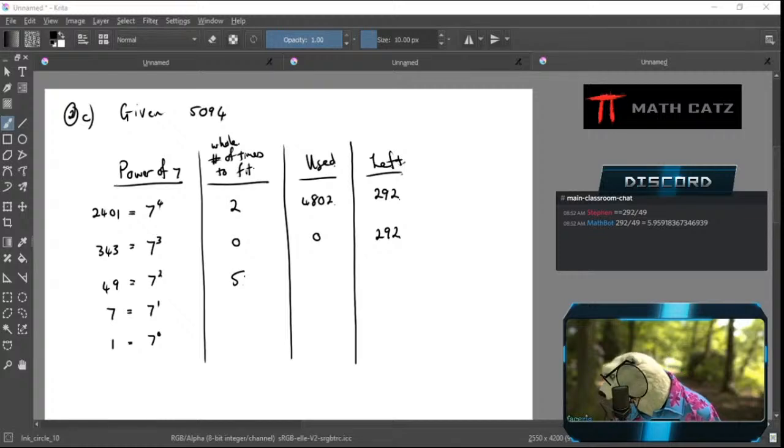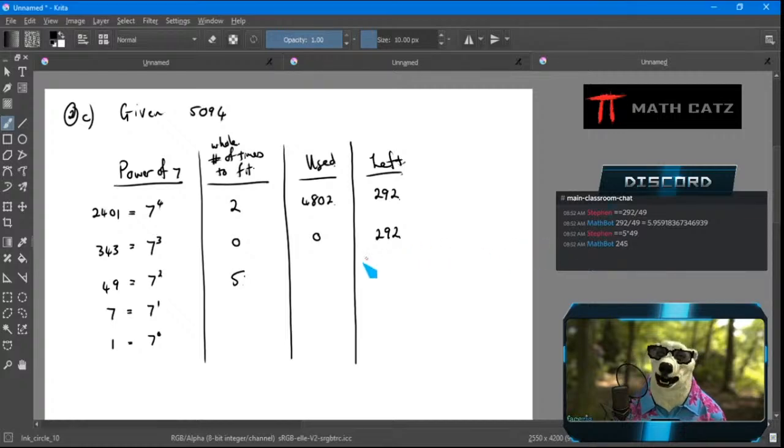I can double check. 5 times 49. And it is the 245 that I may have thought that it is. Or maybe you weren't sure. Maybe you didn't care. Either way, we want to be sure to get that number.